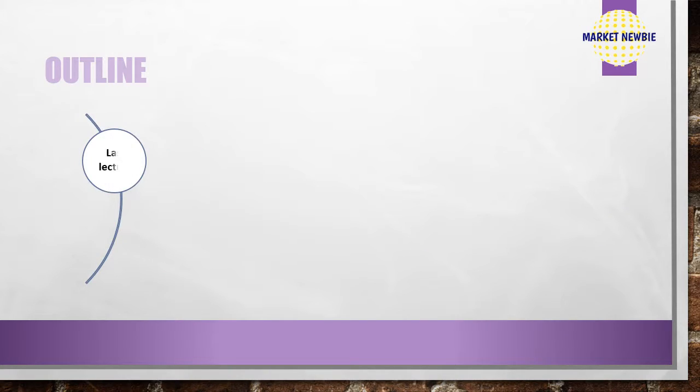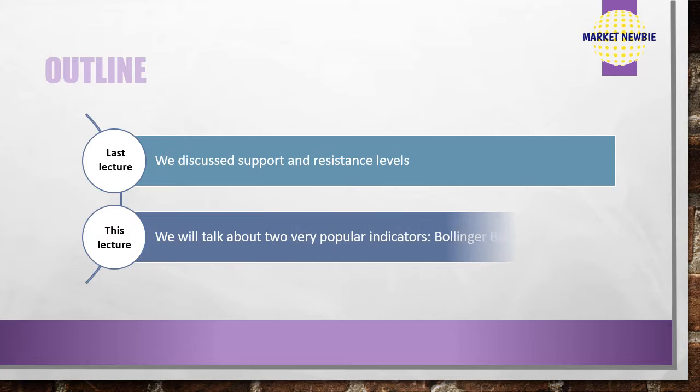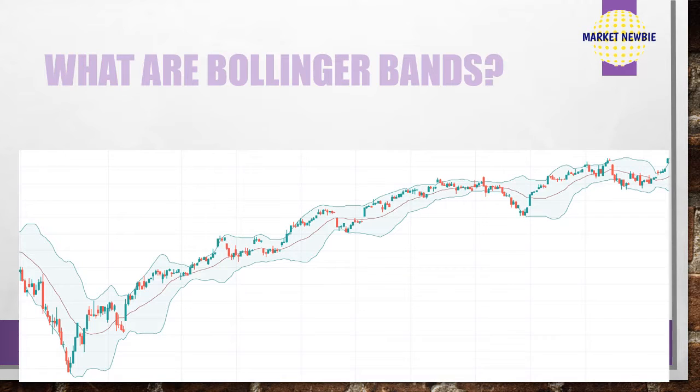In our last lecture, we discussed support and resistance levels. In this lecture, we will talk about two very popular indicators, Bollinger Bands and MACD. First, let's talk about Bollinger Bands.